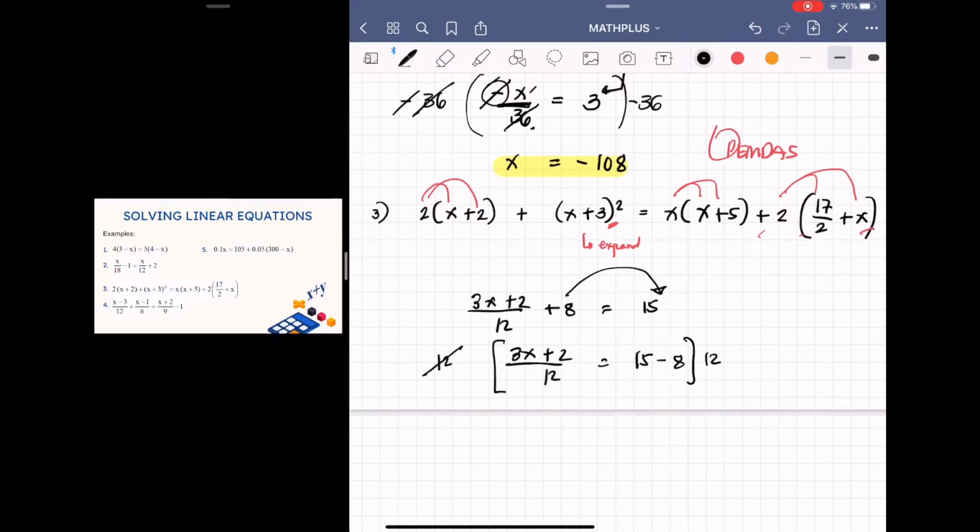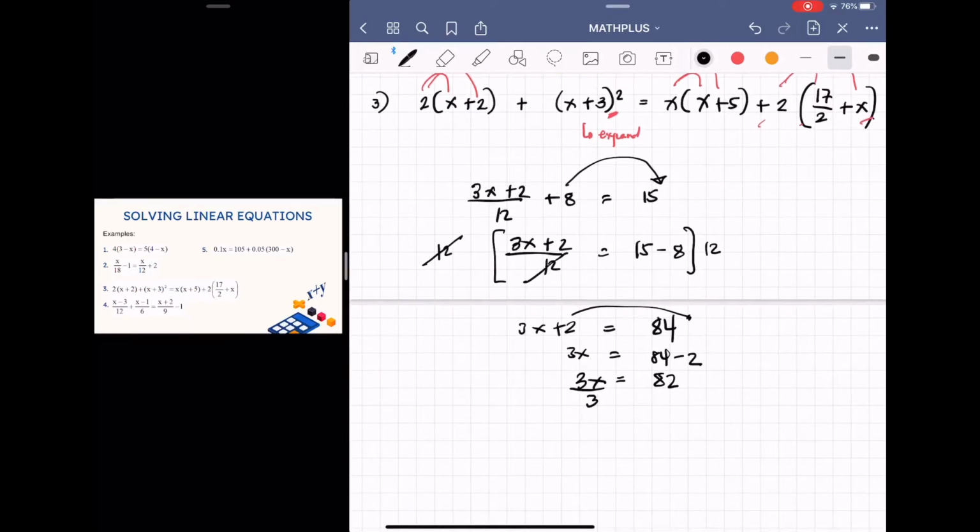Okay, that will remove the denominator on the left side. The next thing I'll do, I'll have 3x plus 2 equivalent to 15 minus 8, that would be 7. 7 times 12, that would be 84. Right? Okay. And then I'll transpose this. I'll have 3x equal to 84 minus 2, and I'll get 3x equal to 82. And then I'll simply divide both sides by 3, and I'll get x as 82 over 3.